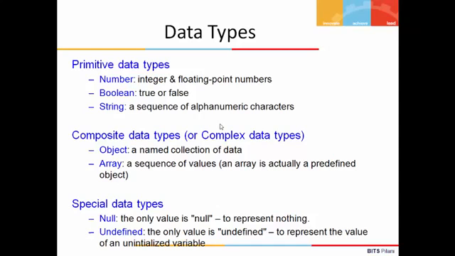You also have composite data types where you can combine multiple data types to form one particular data type out of it, which could be called either composite or complex data type. So you have an object, which is a named collection of data, or you have an array, where you have a sequence of values. So it's basically a predefined object. You also have special data types in the form of null and undefined. Null basically represents nothing, but undefined is a value which says it is an uninitialized variable. Okay, you have not initialized it. It does not mean that it is null.